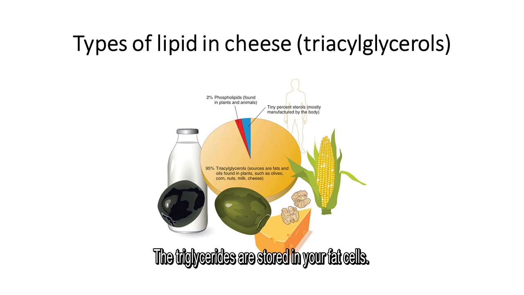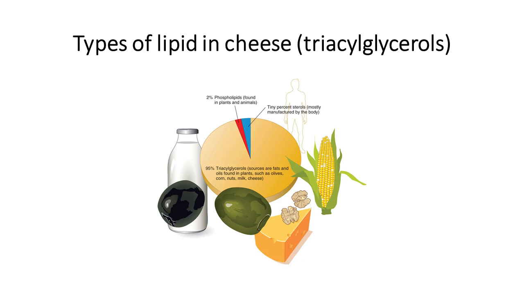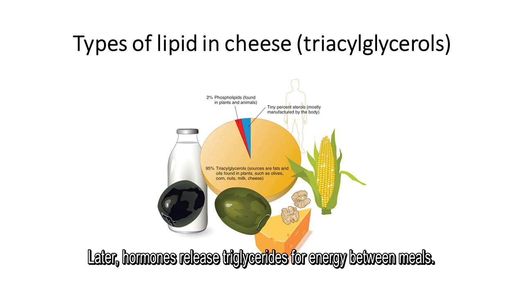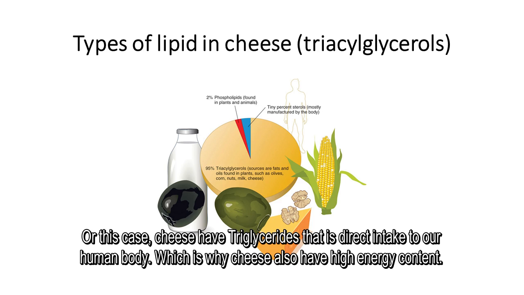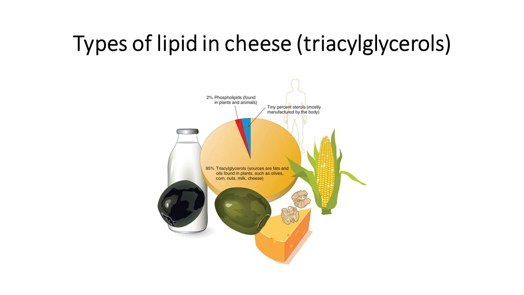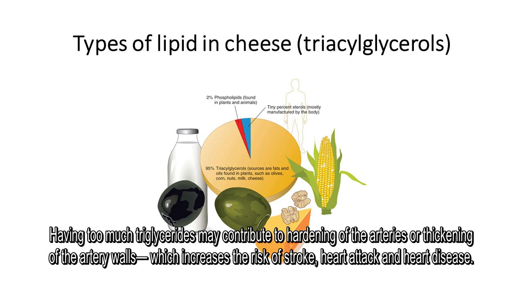The triglycerides are stored in your fat cells. Later, a hormone will release the triglycerides for energy between meals. In this case, cheese has triglycerides that are a direct intake to our human body, which is why cheese also has high energy content. Having too many triglycerides may contribute to hardening of arteries or thickening of the artery walls, which increases the risk of stroke, heart attack, and heart disease.